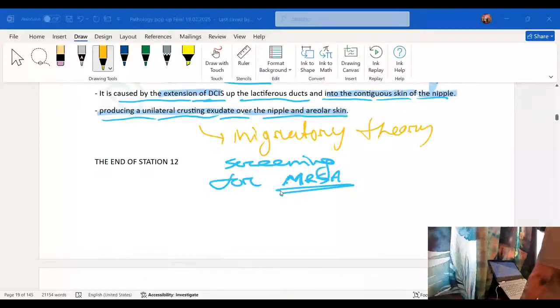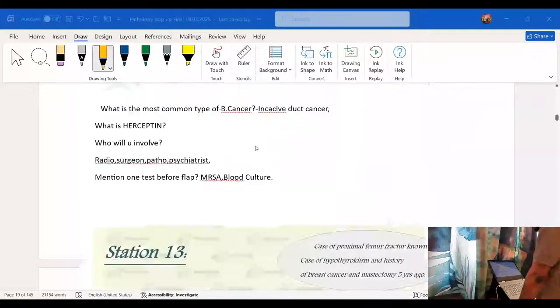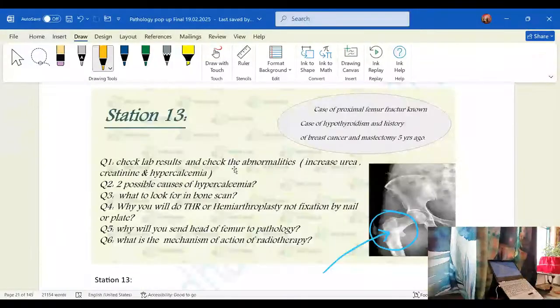End of discussion. What is the most common type of breast cancer? Invasive ductal carcinoma.